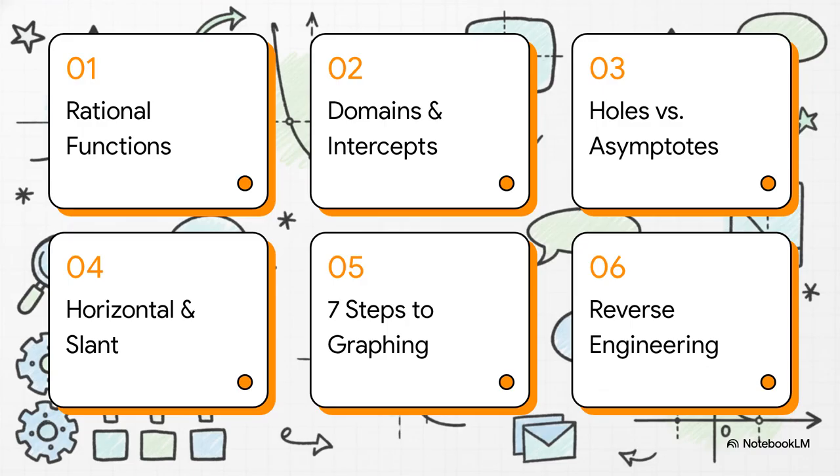So here is our game plan for today's investigation. 1. We'll formally meet the irrational function. 2. Finding domains and intercepts. 3. The classic showdown, holes versus vertical asymptotes. 4. Horizontal and slant asymptotes. 5. The 7 steps to graphing. And finally, 6. Reverse engineering the graph. Let's get right into it.